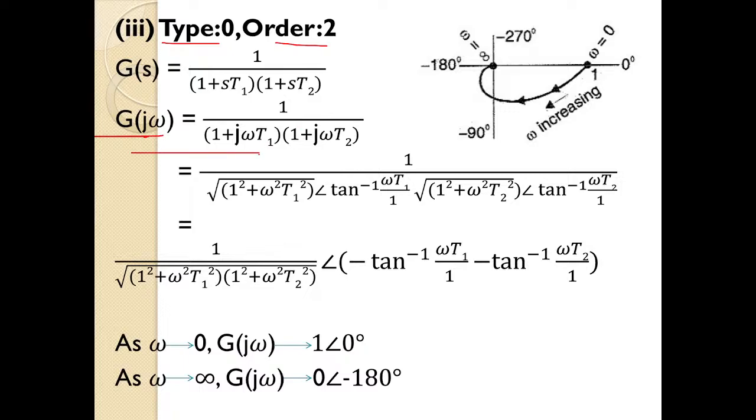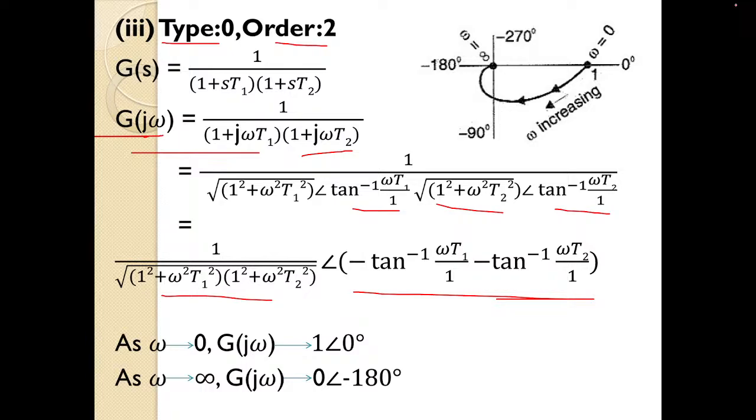Magnitude for this first term is what? It is root of 1 square plus omega square t1 square. Magnitude of this second term is root of 1 square plus omega square t2 square. Angle of first term is tan inverse of omega t1. Angle of second term is tan inverse of omega t2. Okay, divided by 1, even if you write 1 or even if you won't write 1, it doesn't matter. So write all the magnitudes on one side and all the angles which were in the denominator, we have sent it to the numerator. So minus tan inverse of omega t1 minus tan inverse of omega t2 you will get.